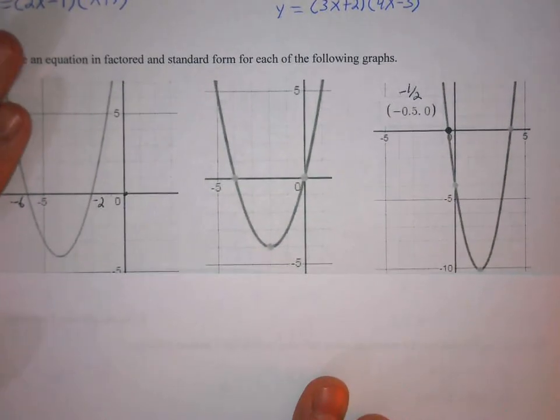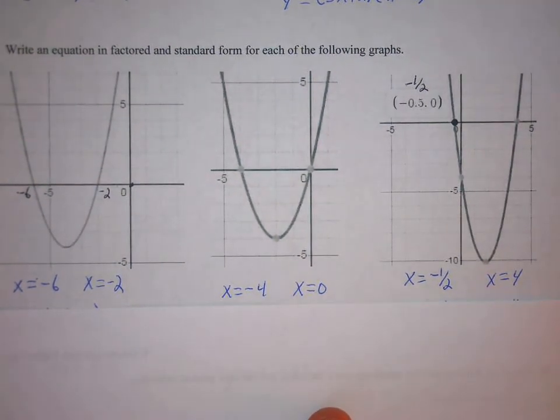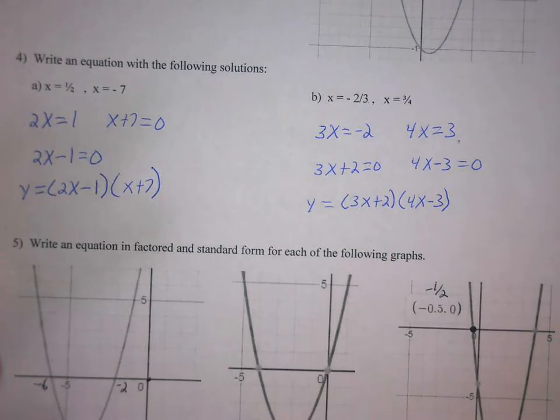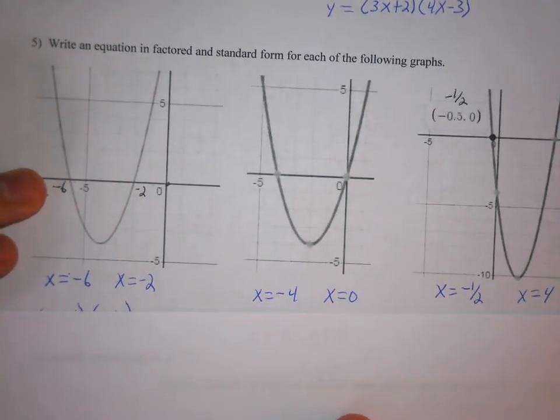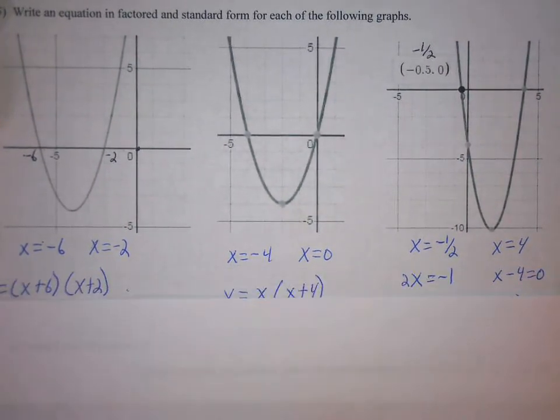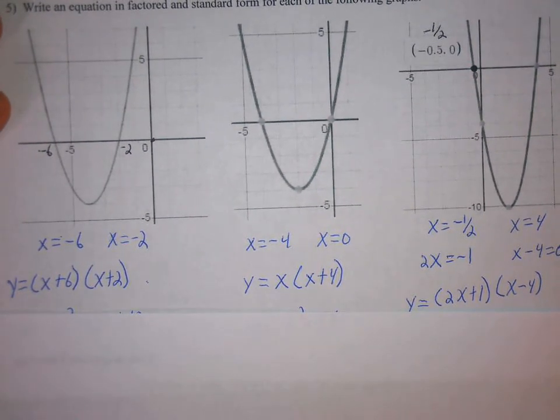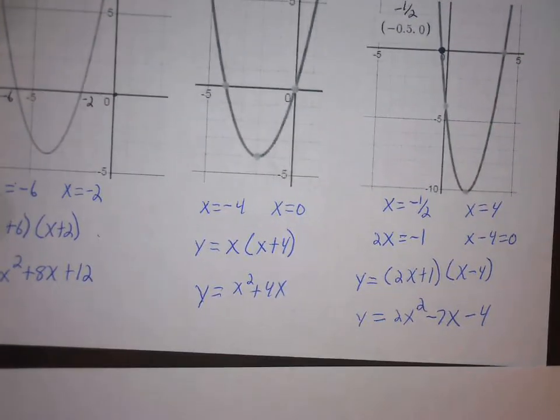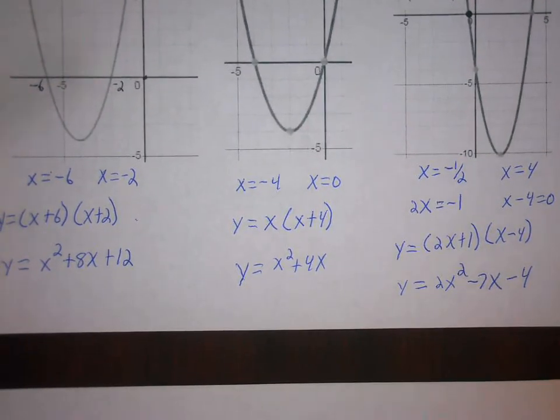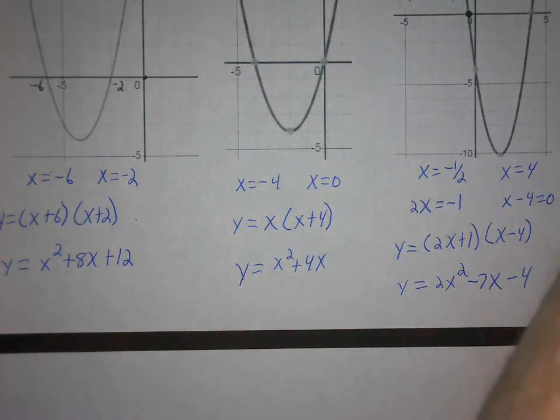So I'll put the answers up. So first you write the x-intercepts, and then it's the same thing as these other questions. Once you know the x-intercepts, it's just giving you the graph first, so you have to do that extra step. Okay, so you have the x-intercepts, and then write them as factors. Okay, and then you have the factored form and the standard form. Okay, so that is using x-intercepts to help you factor a polynomial.